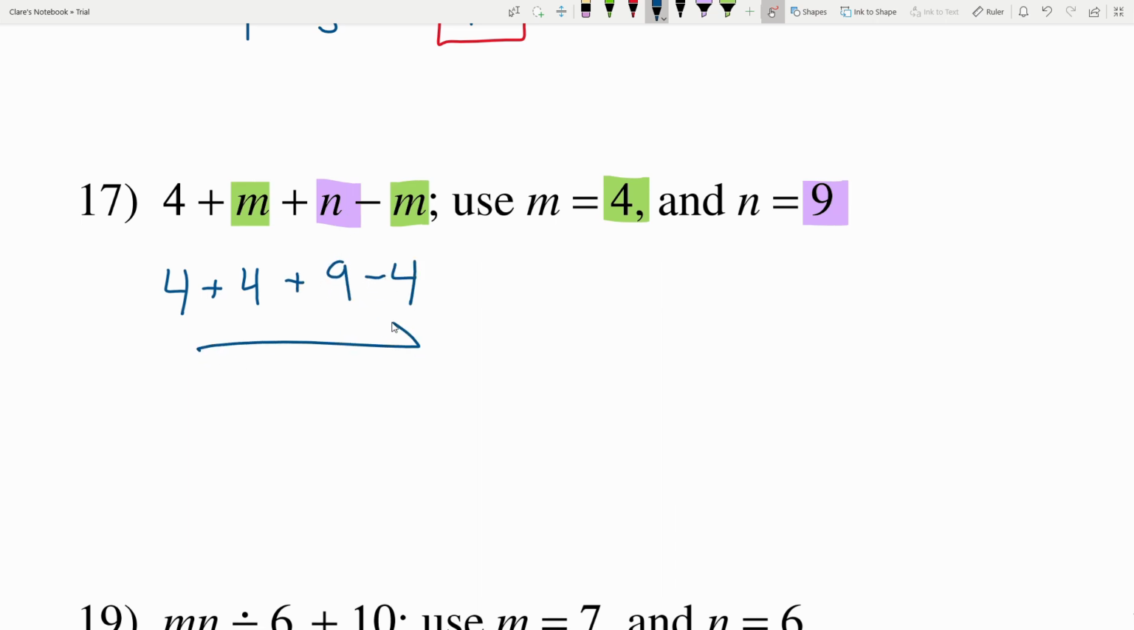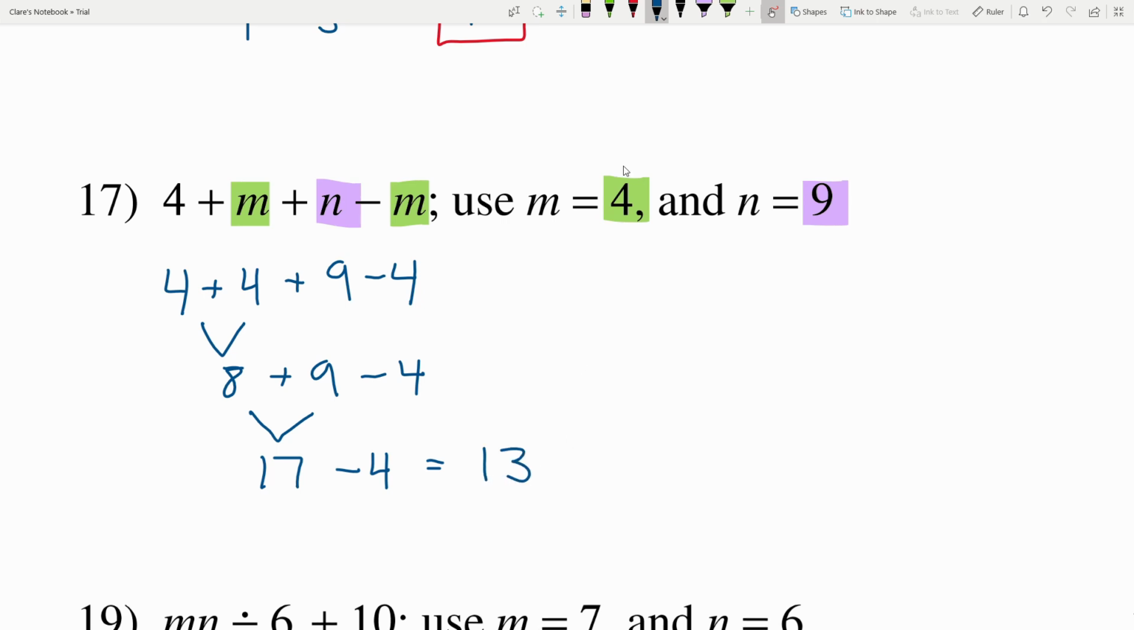Now working left to right because all I have is addition and subtraction. 4 plus 4 will give me 8, and I'll add that to 9 and then subtract 4. 8 plus 9 is 17, and then I'll subtract 4. 17 minus 4 is going to be 13. So 13 is my solution for number 17.